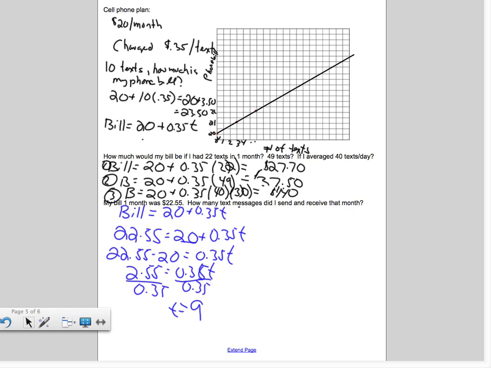What's 9 times 0.35? 3.15. Oh, I know what I did wrong. I assumed it was 50 cents a text, not 35 cents. You guys told me it's 35. So 9 times 0.35 is 3.15, so that should have been 23.15. That should be in the original question: my phone bill was 23.15.